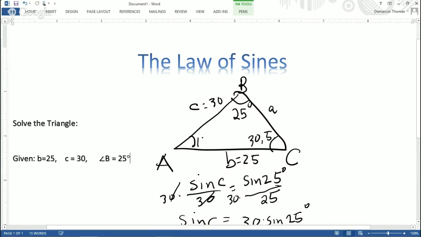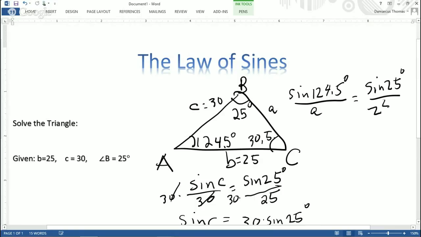that this is 124.53. All right, I'll just put 124.5 degrees. And so angle A is 124.5 degrees, and now I can find little a. So it turns out that the sine of 124.5 degrees over little a is equal to the sine of 25 degrees over 25.